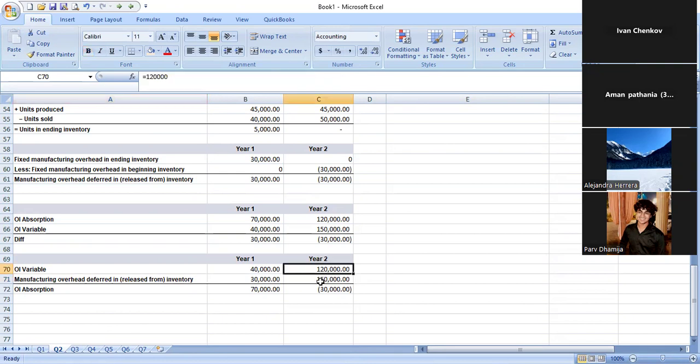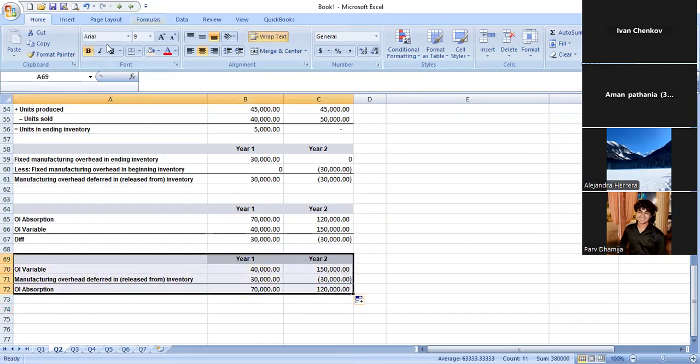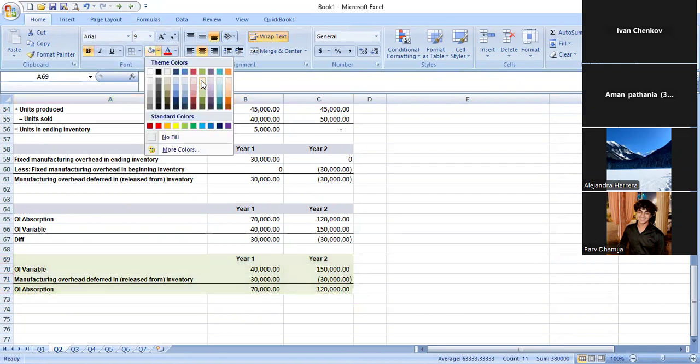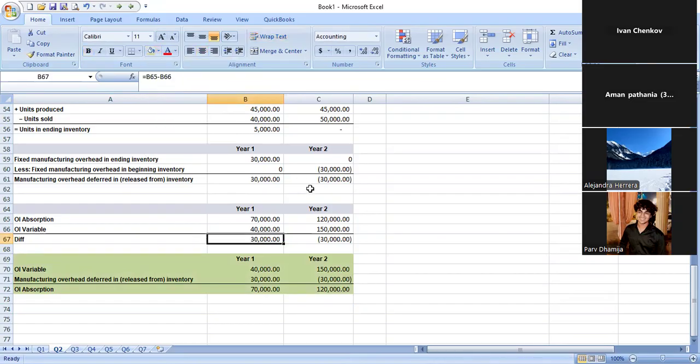In the second year, if we start again with the variable costing, then we're chasing the fixed overhead, which is released from the ending balance of the inventory, and we're going to get the absorption costing income, which is 120. I would say this is actually the actual reconciliation because it shows exactly how one moves to the other. This one is more like where it comes from.